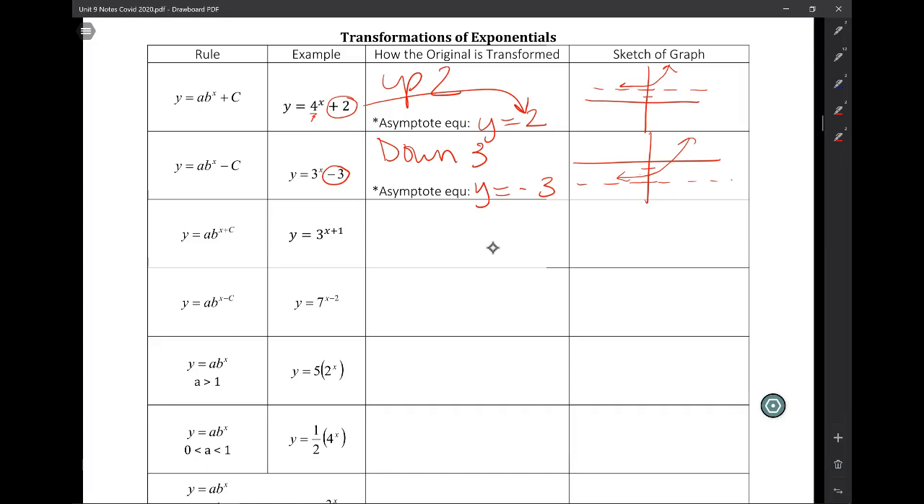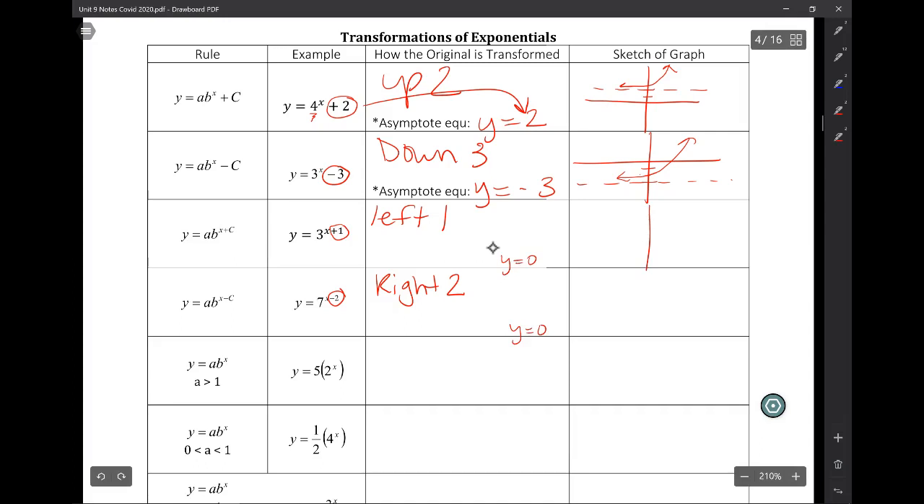All right, well, what if the plus is up in the exponent, where the x is? Well, that's when we're going to start going right or left, and it's just like all of our other transformations. If it's with the x, then it's going to go opposite of what you think. So this is going to be left 1, and this is going to take us right 2. Notice there's no shifting up or down, so our asymptote would still be at 0. We didn't have to shift up or down at all. It was just to the right or to the left. So this one went to the left 1, and this next one went to the right 2.